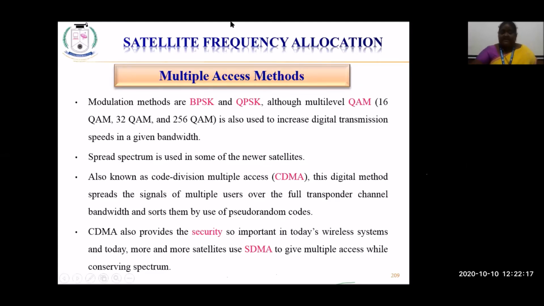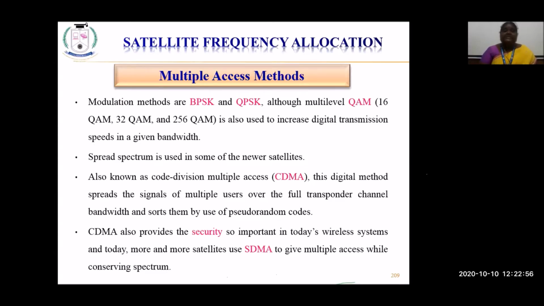And the other multiple access method is code division multiple access. It spreads the signal allocated in that particular frequency range and communicates. This CDMA also provides a lot of security, so it is important in today's wireless. Most of the wireless communication systems make use of this CDMA technology. And today more and more satellites also use SDMA, that is spatial division multiple access, to give multiple access while conserving the spectrum. So within the allocated bandwidth, we will be able to accommodate more number of signals.